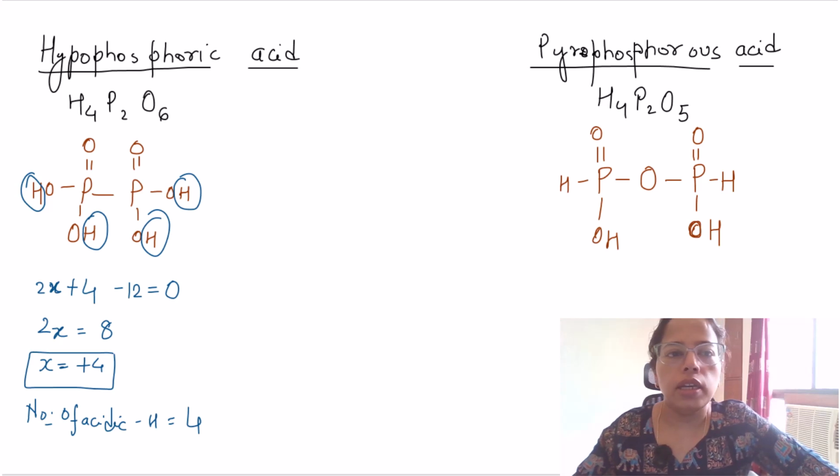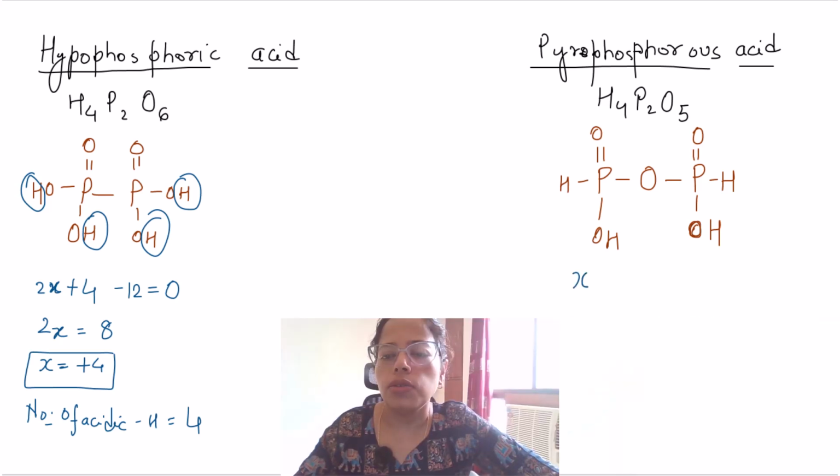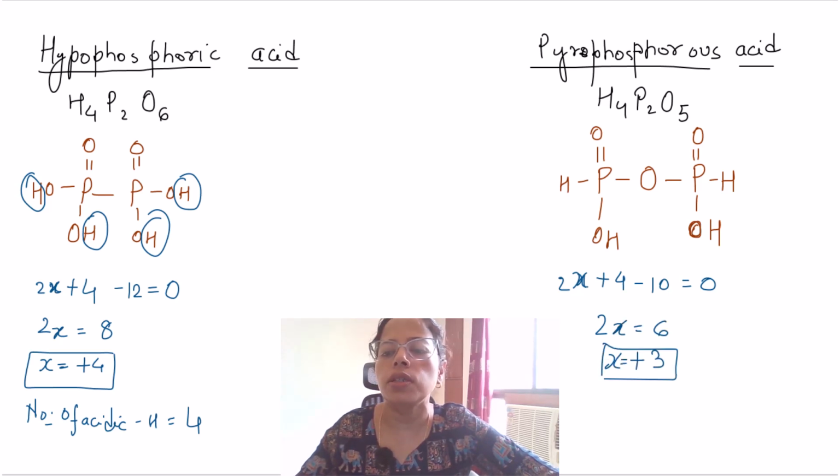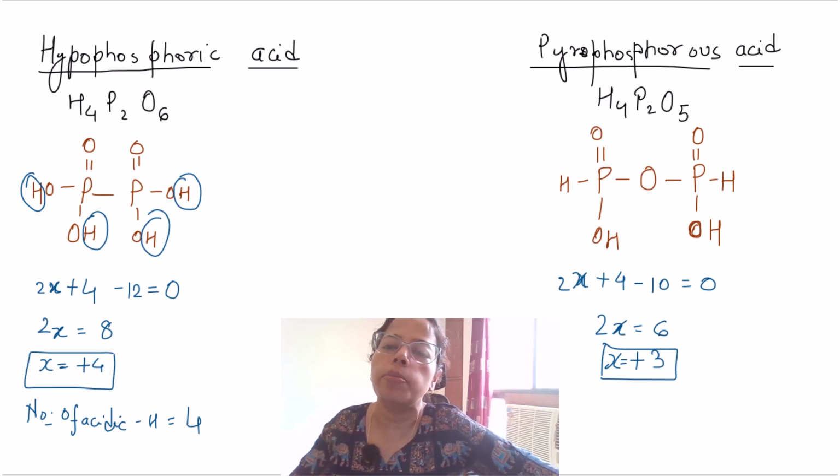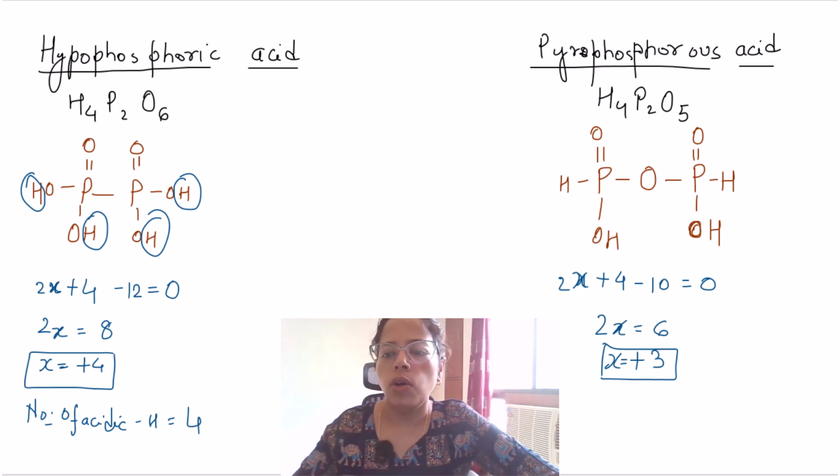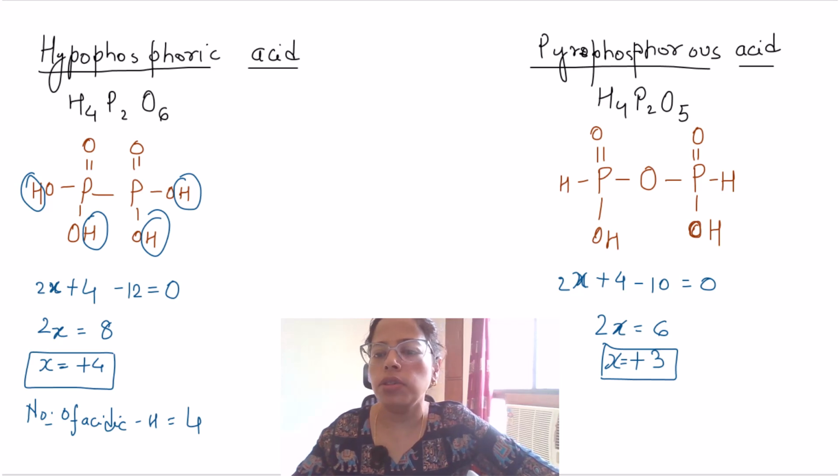Now let's quickly calculate the oxidation state. So we have 2x for 2 phosphorus atoms. Then we have 4 hydrogens, so +4. And then we have 5 oxygens, so 5 into 2, -10. Total charge is 0. And then 2x is equal to 6 and x becomes +3. So the oxidation state of phosphorus in pyrophosphorus acid is +3. Okay, now what about the number of acidic hydrogens? We have only 2 OH groups, so only 2 hydrogens can be donated as acids. So we have 2 acidic hydrogens.